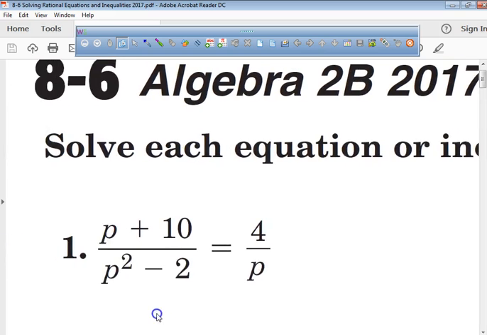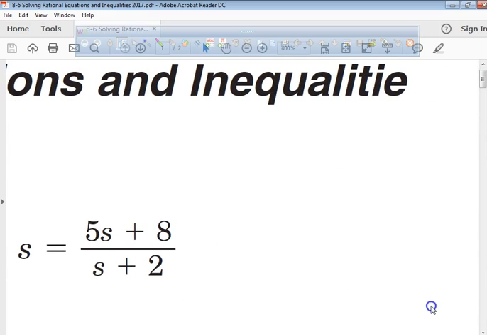Where's the S? There's no S. I feel horrible about myself right now. Inequality. It's supposed to be an S right there, so just pretend there's an S.